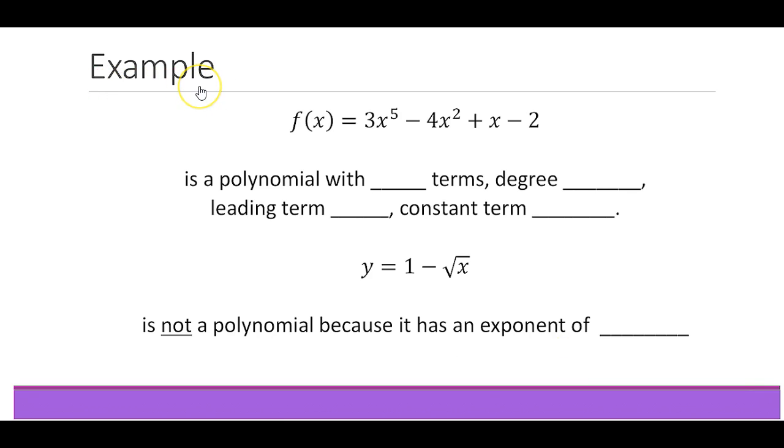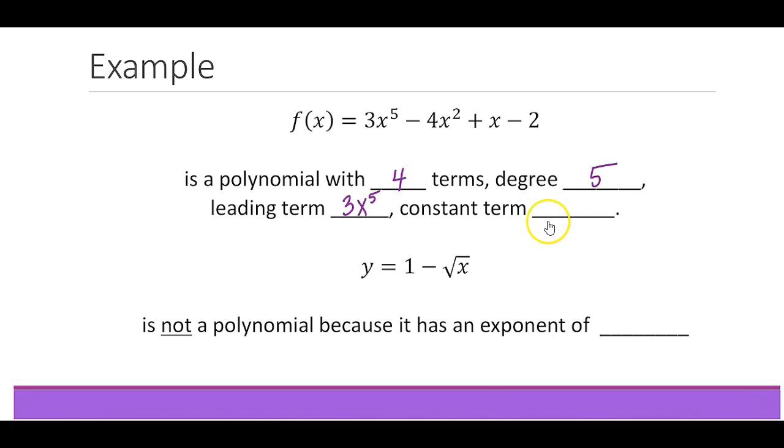Let's go ahead and move on to an example. Here we have a standard form polynomial. f of x equals 3x to the fifth minus 4x squared plus x minus 2 is a polynomial with 4 terms. So terms are separated by that addition or subtraction. The degree is going to be 5, so that is the highest exponent out of all of the terms. The leading term is the term with the highest power or highest degree. So the leading term is 3x to the fifth.